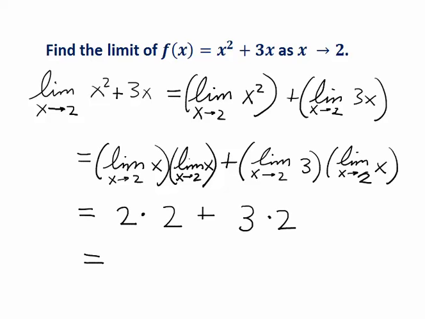So if you simplify this, 2 times 2 plus 3 times 2, the result is 10. We've just calculated the limit of this quantity. And that's without having to resort to a graph or a table. This approach is much more efficient than having to use a graph or a table once we know how to use these properties.